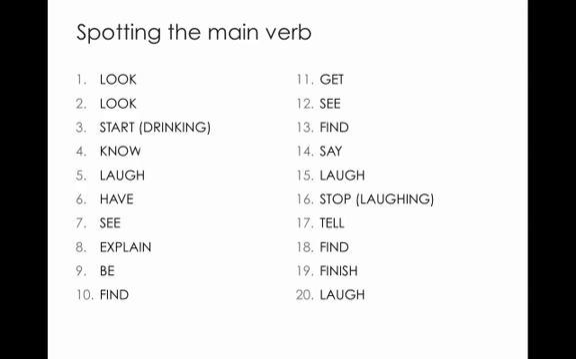Start drinking for number 3 and stop laughing for number 16. These are examples of catenative verbs. If you remember, catenative means chaining up, chaining together, linking together. And start and stop are very common examples of catenative verbs. They go together with these other verbs. Start doing something, start drinking, stop doing something, stop laughing. So if you put drink and laugh for number 3 and 16, that makes sense. Okay.